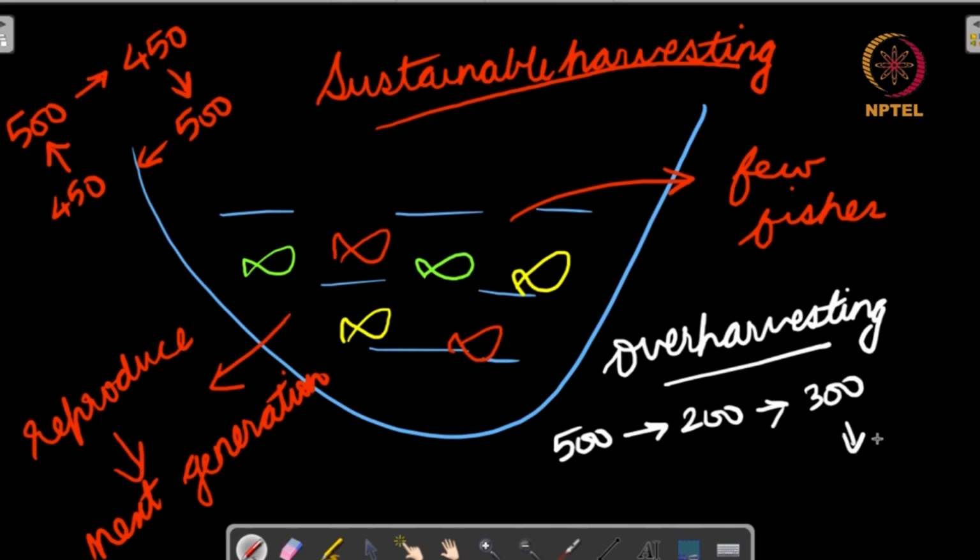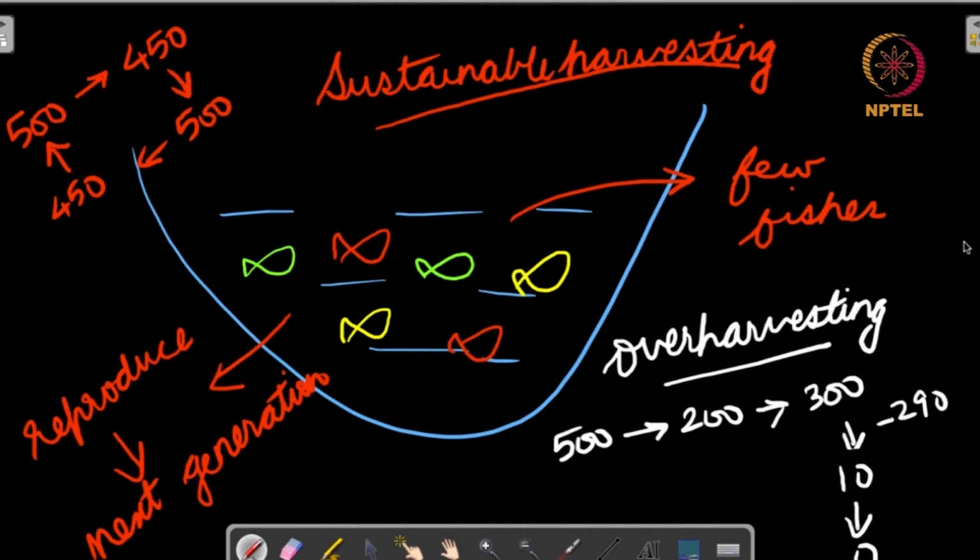Once it has become 300, we again take out a huge quantity. We again take out roughly 300 fishes, but we were able to take out 290. And when we take out 290 fishes, now only 10 fishes remain in this pond. And in a short period of time, this figure will go down to 0. So this is over harvesting. We are taking out resources at a much faster pace than at which the nature can replenish the resources.